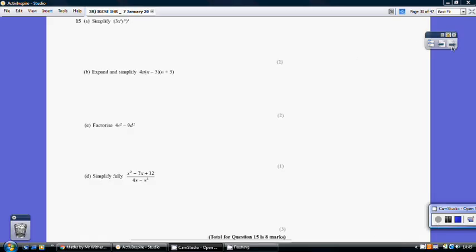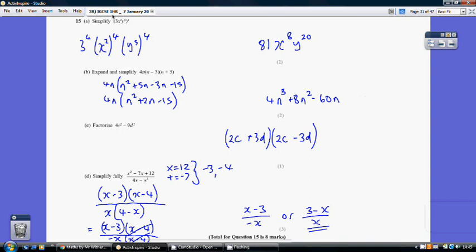15 part A. So each of these components in turn has to be raised to the power of 4. So 3 to the power of 4 is 81, 3 times 3 times 3 times 3. Now, x squared all to the power of 4. When we've got a power inside the bracket and outside the bracket, you multiply these together, so that's x to the power of 8, and similarly y to the power of 20.